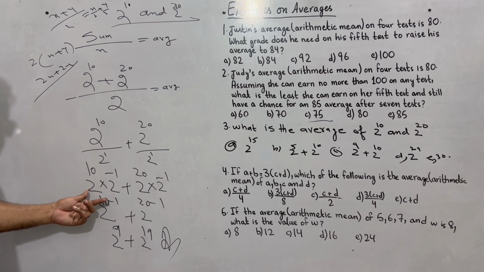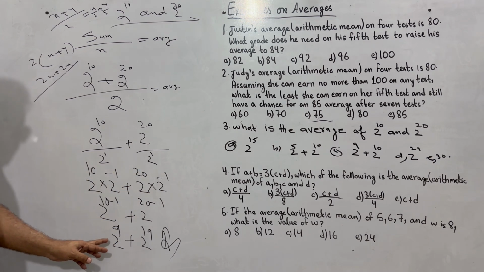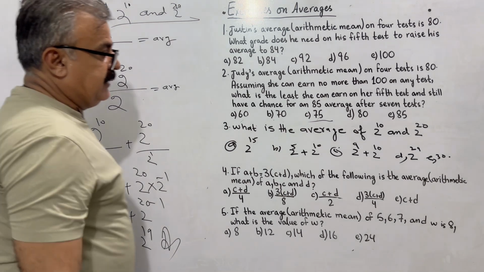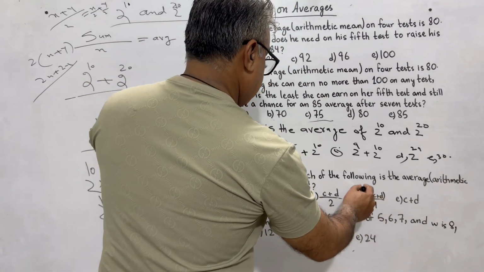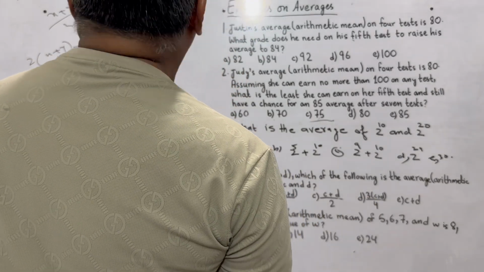Bases are same, so we multiply at their powers. So finally we are left with 2 raised 9 plus 2 raised 19. That's our average in that case. I haven't mentioned the right option.